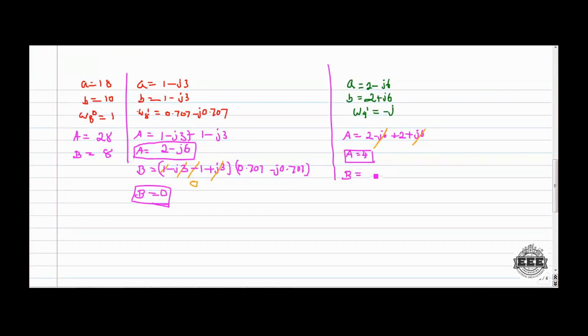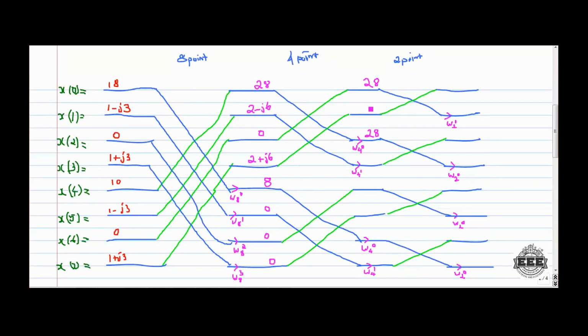Similarly for B equal to A minus B, 2 minus j6 minus 2 minus j6, into twiddle factor value. What is the twiddle factor value? Minus j. That is the twiddle factor value. So here the 2 and minus 2 will get cancelled. So then what you are going to get is minus j12 into minus j. Is it right? Minus j12 into minus j. So what are you going to get? Minus into minus plus, j into j, j square, minus 12. Minus 12. That's right. Your B value is minus 12. So directly we are going to write this value. A value is 4 and B value is minus 12.